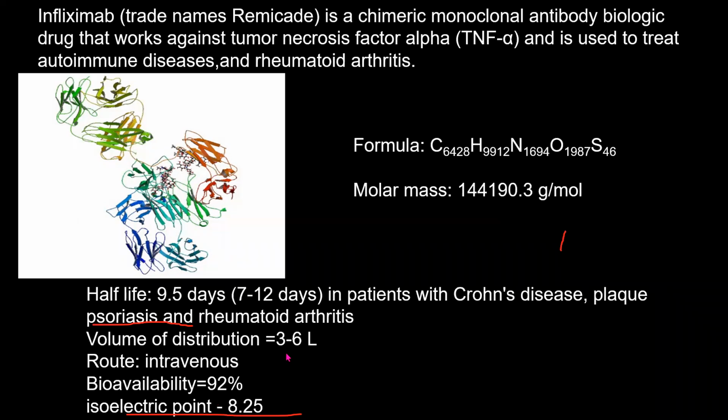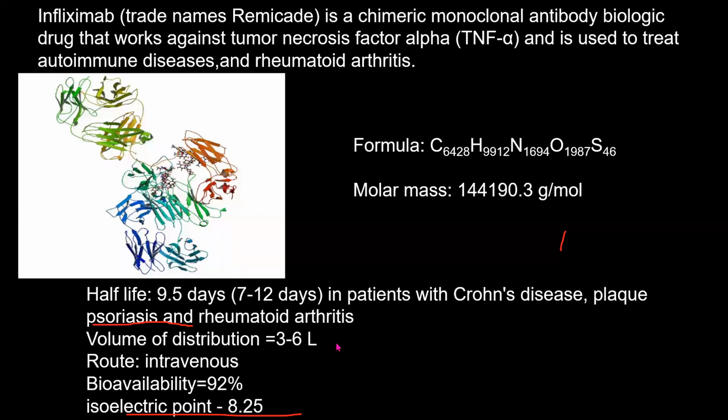Volume of distribution. Look at the volume. It's very low, 3 to 6 liters, because it's a large molecule. It's very hydrophilic. It will remain only in the blood. As you know, blood contains 70% water. It will not be able to go into tissues, fats, which is very hydrophobic. So the volume is so low.